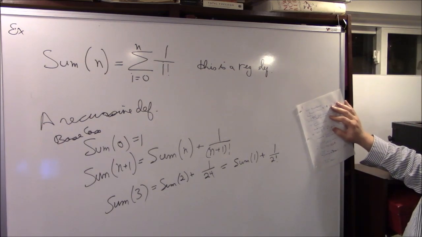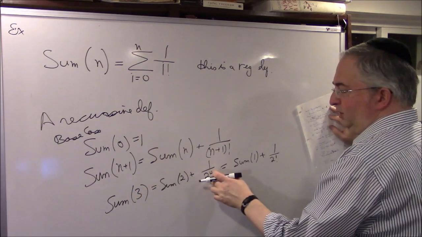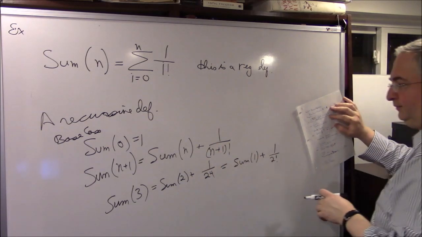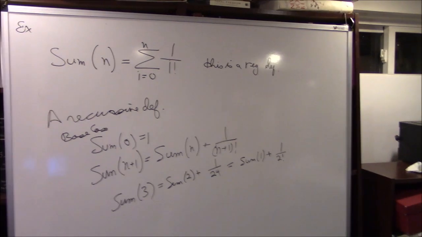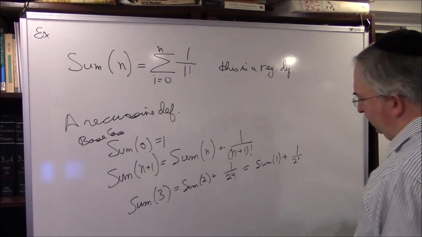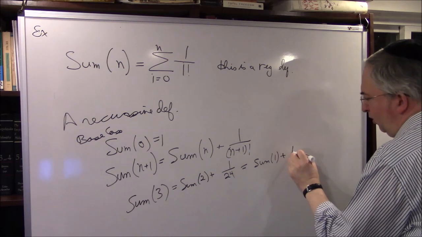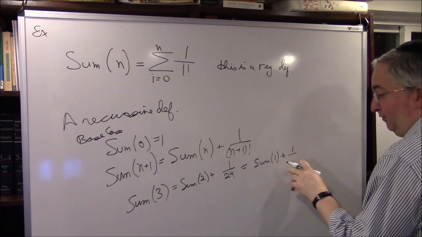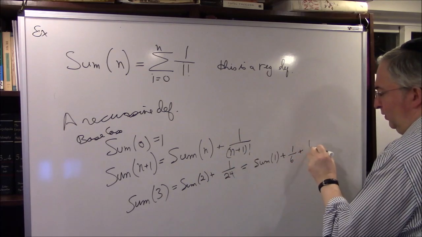Somehow we got lost over here. 3 times 2 is 6. No, that's stupid. Sorry, plus 1, hold on. Okay, this is sum of 2 is sum of 1 plus 1 over 2 plus 1 is 3 factorial. 3 factorial is 6 plus, don't forget, 1 over 24.